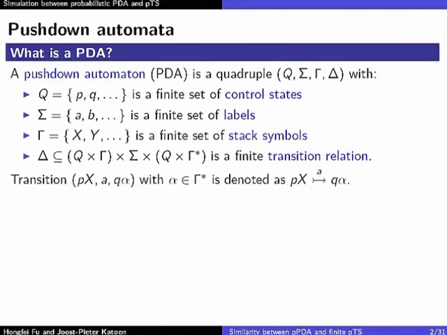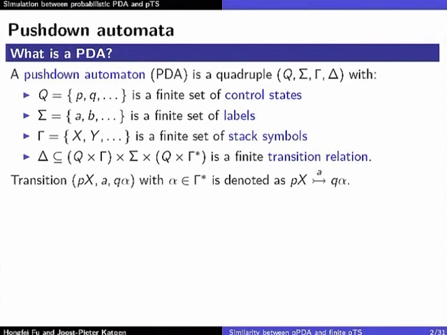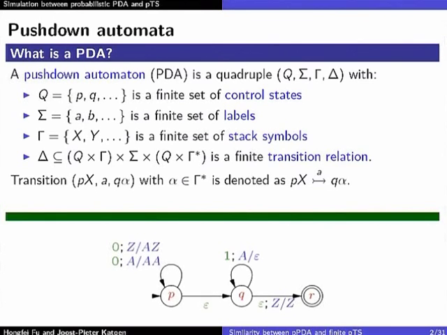Now, I guess you all know what a pushdown automaton is. What we have is a finite set of control states. We have a bunch of labels that are attached to the transitions. And there is a finite set of stack symbols, and there is a transition relation. And I use this notation where you go from control state P with stack symbol X, and then you read the next symbol A, and you go to a configuration which is Q, the control state, and the stack content will be alpha.